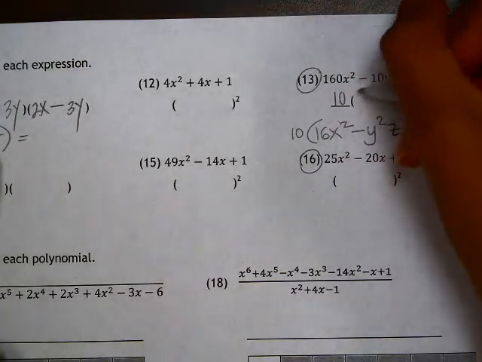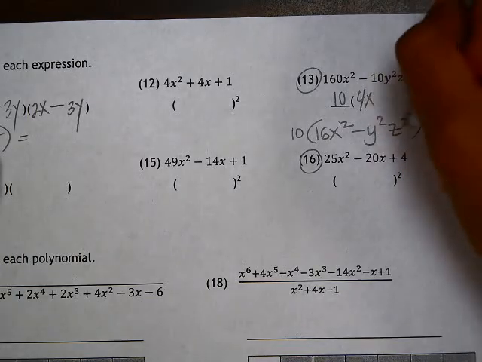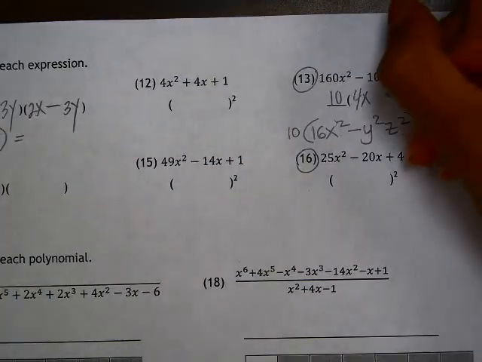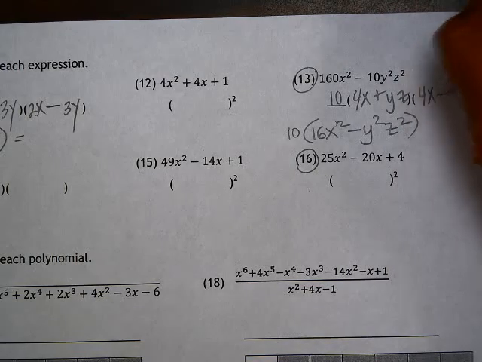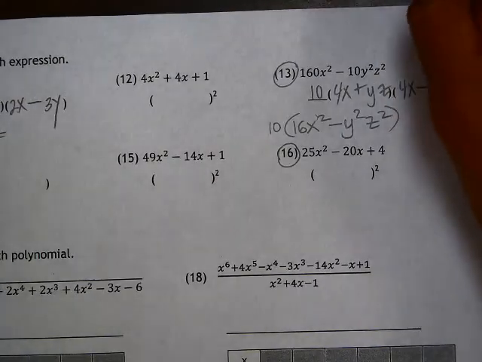So the square root of this first term is 4x. The square root of the second term is yz. So these are added, and on the second term, they are subtracted.